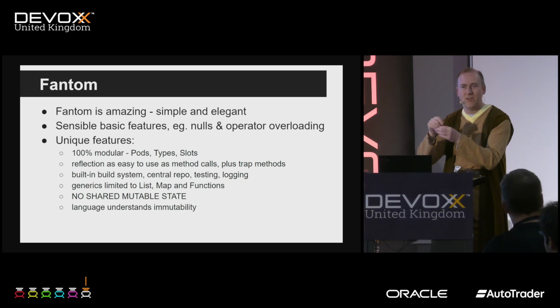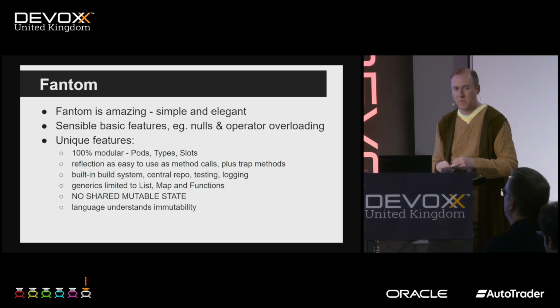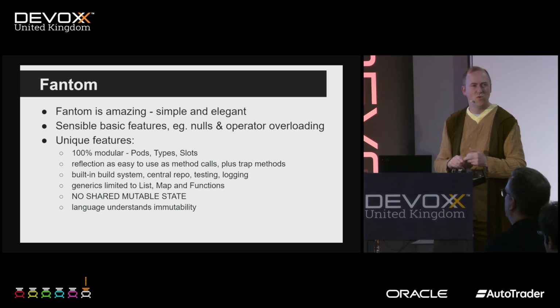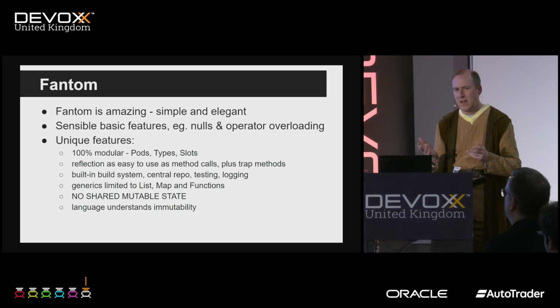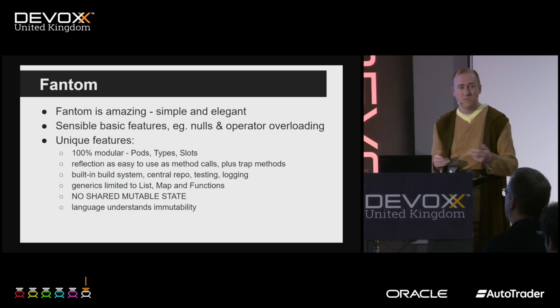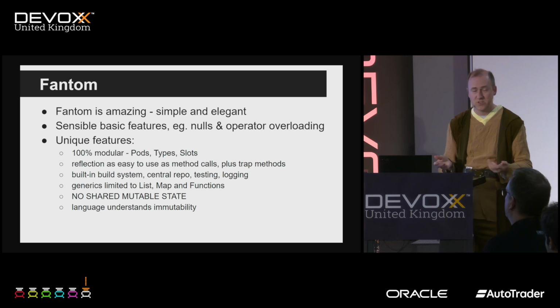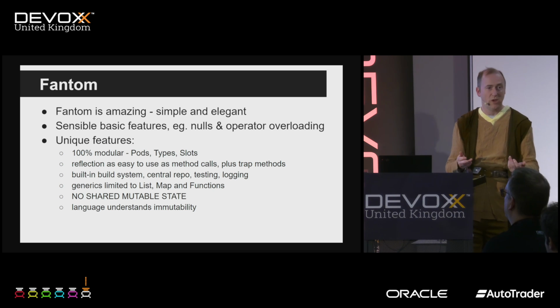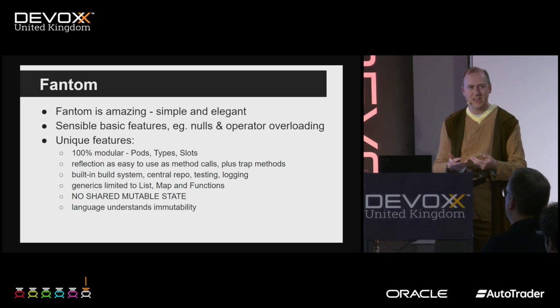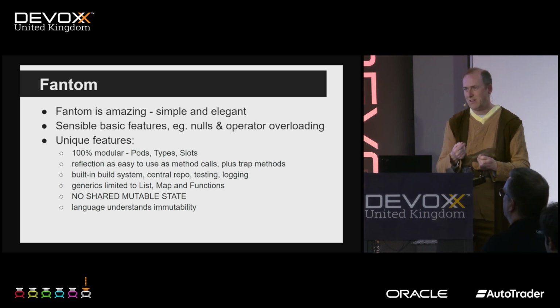You don't need to clarify it by which parameters you're passing in. Trap methods, method missing, you might know it as, in Ruby I believe it is, allows you to build DSLs which capture method names which you pass in, which you don't know about up front. It comes with a build system, with a central repository, with built-in testing, with built-in logging. You don't need to go out and get libraries for all of these things, as we do today. You have to import JUnit, you have to import SLF4J.